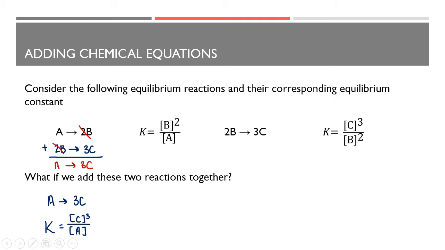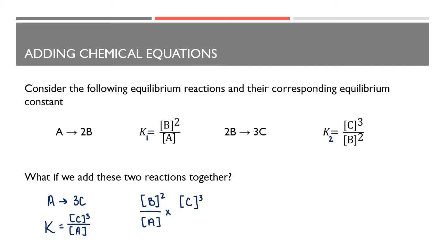And the way we do that is, I'm going to make the first equation K1 and the second equation K2. And I'm going to multiply these two equilibrium constant expressions together, and you'll see what the product is. We have the concentration of B squared over the concentration of A, and that's K1 times K2, which is the concentration of C to the third power over the concentration of B to the second power. If we multiply these two together, the B squared values cancel out, leaving me with the concentration of C to the third power over the concentration of A.